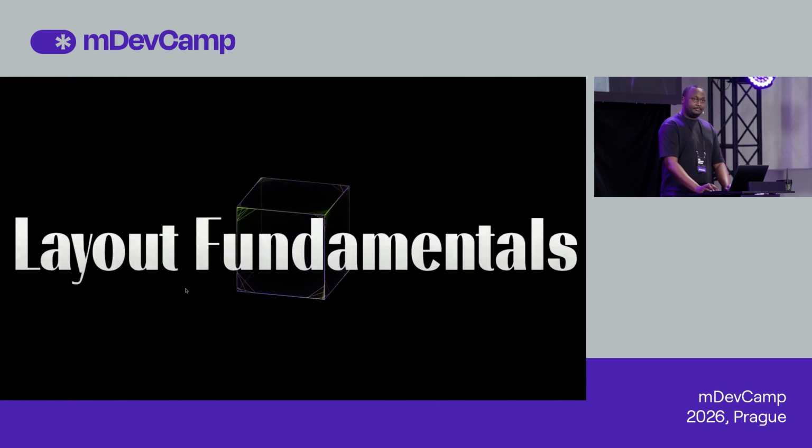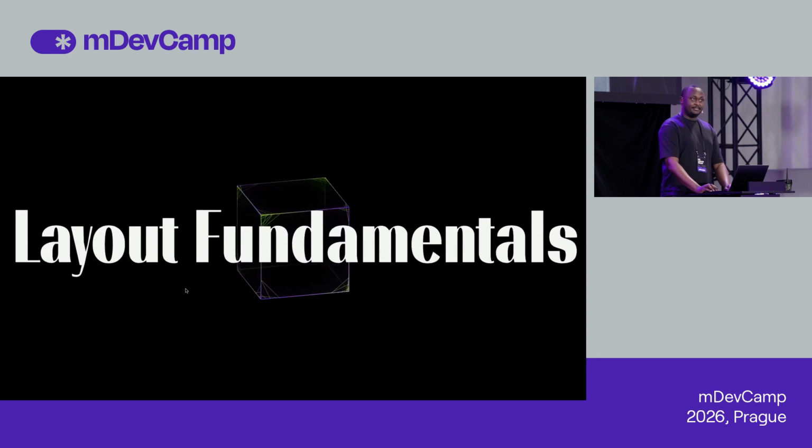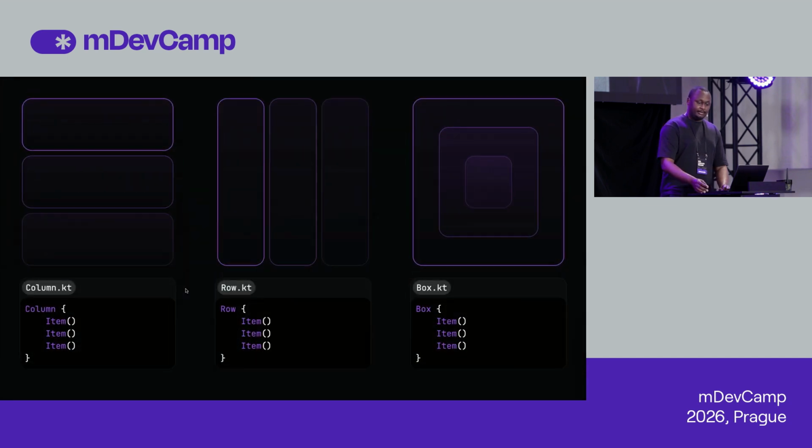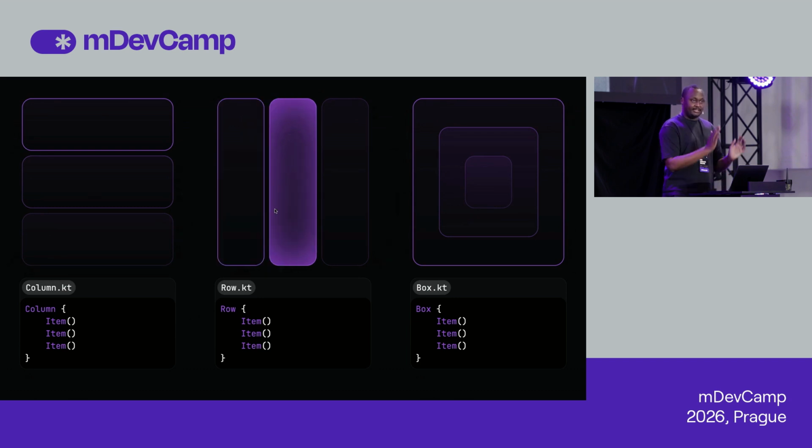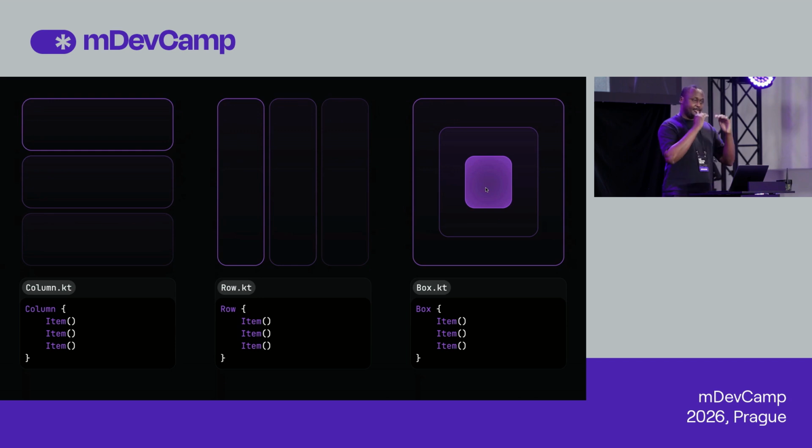Let's start with layout fundamentals, the building blocks to create the interface to begin with. In Compose, there are quite a few, but the main ones to look at are Column, Row, and Box. The Column takes the items that you give it and arranges them vertically. The Row does the opposite, so it arranges them side by side. And the Box just puts things on top of each other.